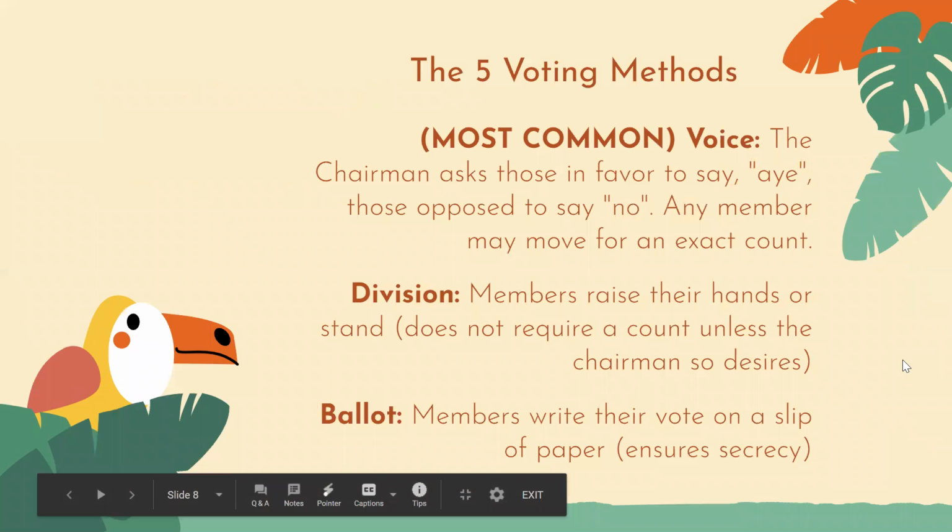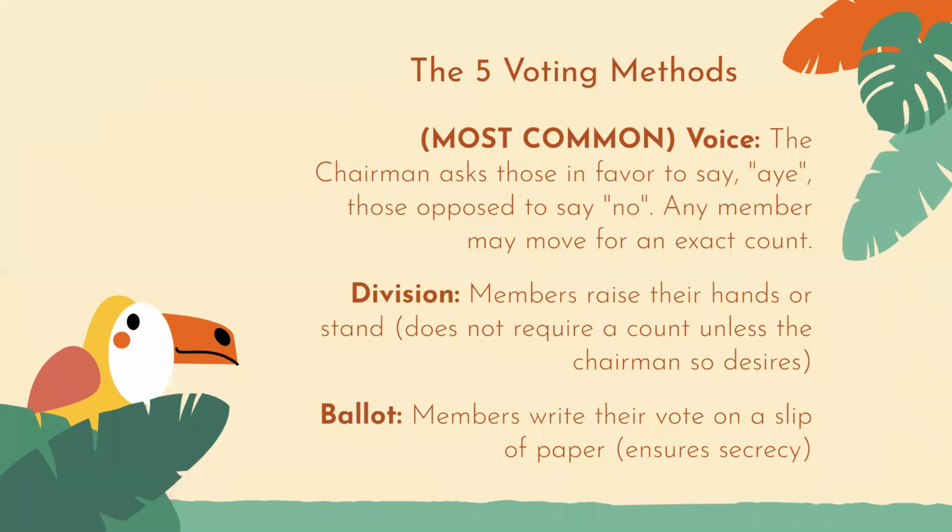So, the 5 voting methods, as we previously said. This is the 5th step of the basic motion procedure. The most common is going to be the voice vote. So the chairperson asks those in favor to say aye, those opposed to say no or nay. It's at your discretion, and any member may move for an exact count.